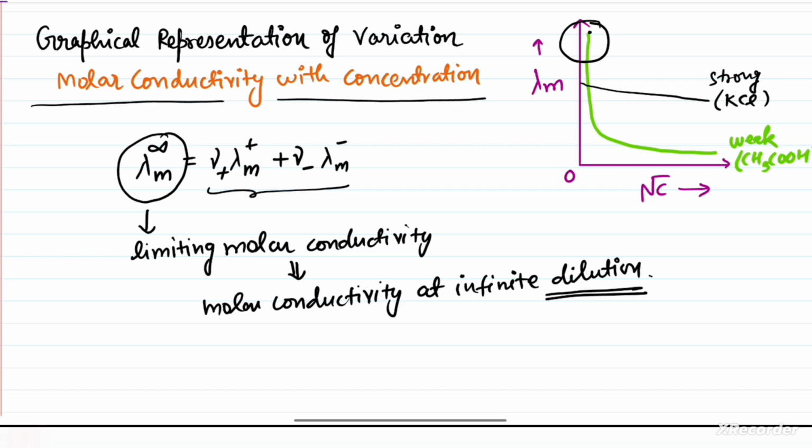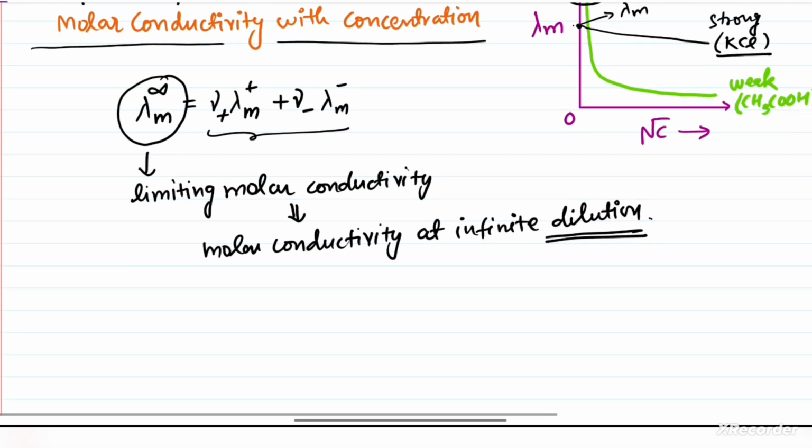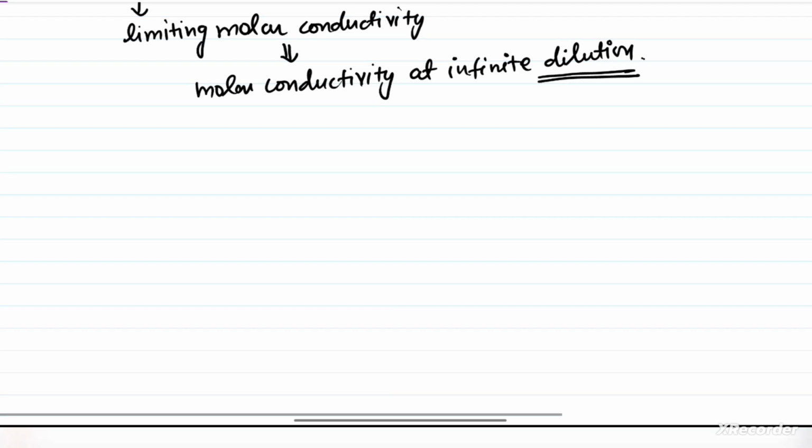Okay, for KCl, the line can be extrapolated to the y-axis, and then we can get this point as limiting molar conductivity for a strong one. But for weak we can't determine it, because these two are never going to join each other. So for that purpose only we have Kohlrausch law. Kohlrausch law says it is the sum of the ions. Is it clear?